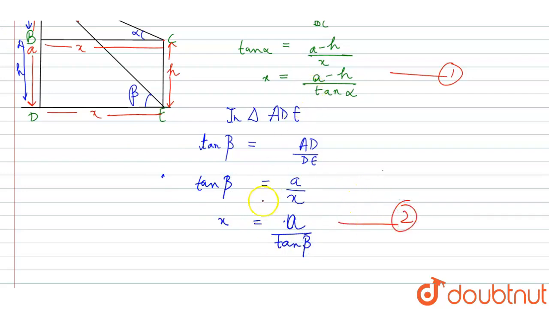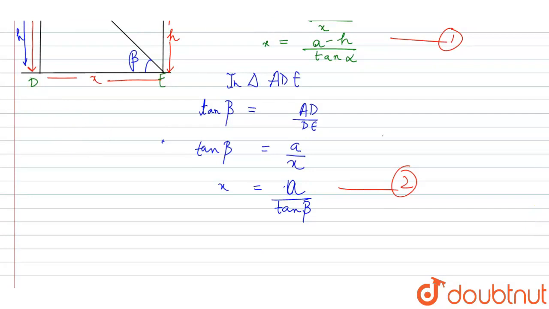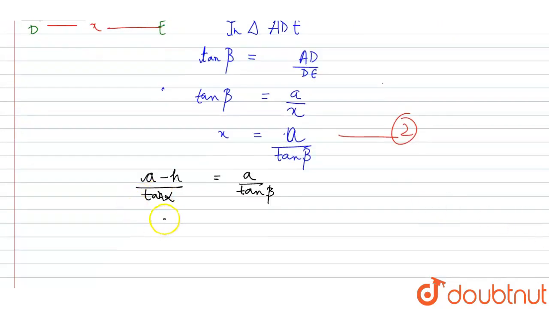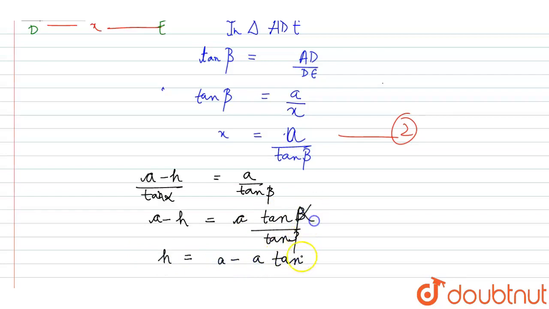Now after comparing equation number 1 and equation number 2, we will get (a minus h) upon tan alpha equal to a upon tan beta. We have to find basically h. Now we will solve it further. So it will become a minus h equal to a of tan alpha upon tan beta. We will find h from here. h will become a minus a of tan alpha upon tan beta.